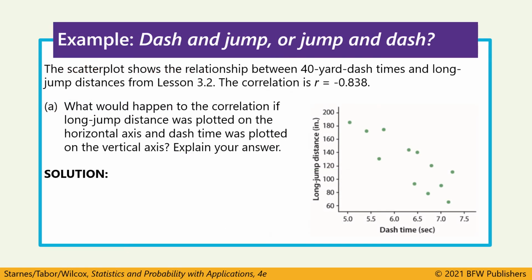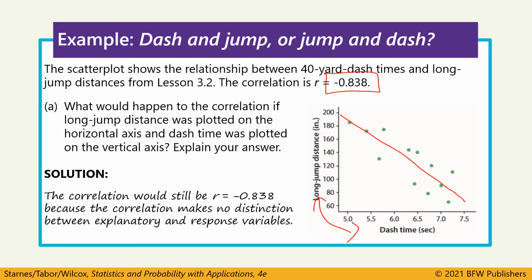Now for some questions built around those properties, we have our long jump versus dash time relationship. The correlation is negative 0.838. It's going downhill. It's fairly strong. What would happen to that correlation if we switch these variables? Put long jump on the explanatory axis, the x-axis, and dash time on the y. It would still be the same. So switching those variables would change the scatter plot, would change the points of the scatter plot where they are, but the actual R would be exactly the same.